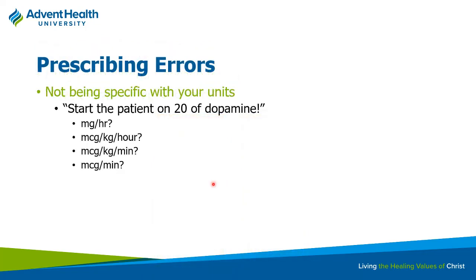Units are super important. I've seen entire vials of nitroglycerin being infused into a patient over the course of minutes because they got the units screwed up. You can say start 20 of dopamine, but you got to say, well, 20 what of dopamine? Do you mean milligrams per hour, mics per kilo per hour, mics per minute? If you screw this up, that could be a problem, right?